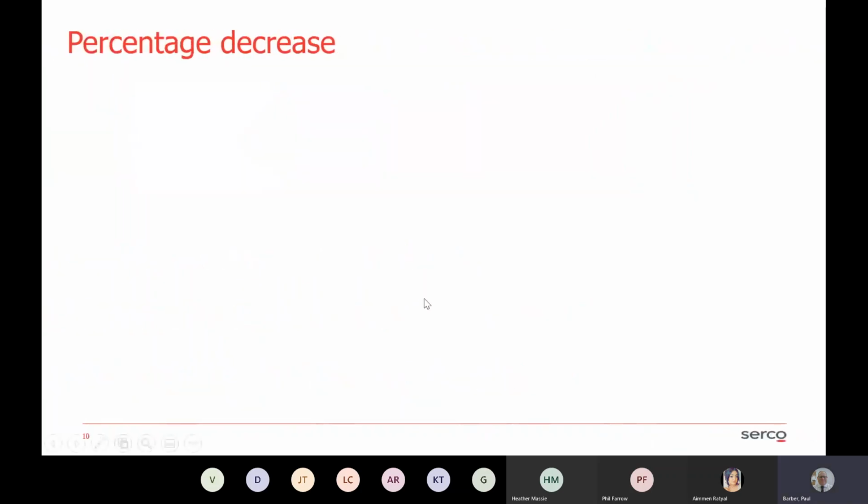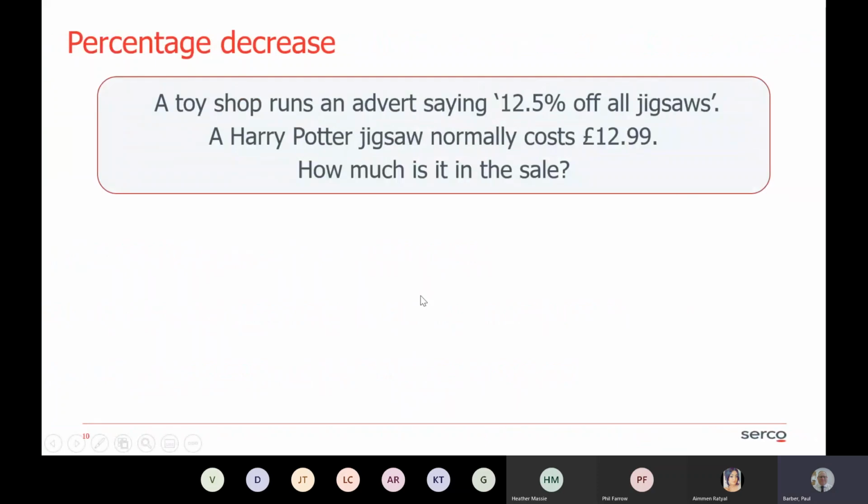The other question I said we'd look at is decrease, and this works very, very similar. It's worth thinking about the slight difference when it comes to the end. So this is a percentage decrease. The example is that a toy shop runs an advert and they have 12.5% off all jigsaws. My son said I had to call it a Harry Potter jigsaw, so I have. And we said that would normally cost £12.99. So we want to know how much that is in the sale.